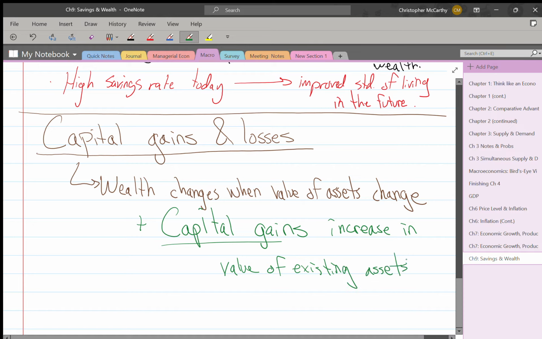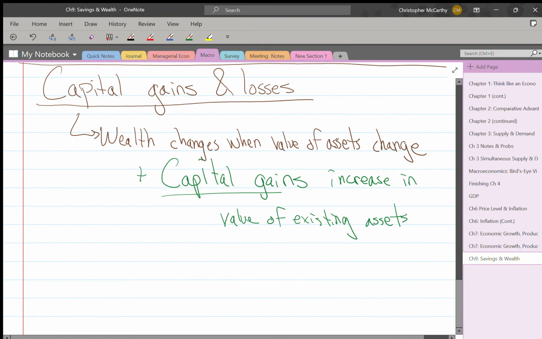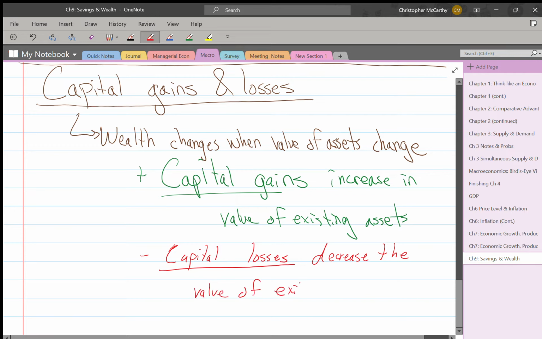So these are assets that you currently own. Compared to if the opposite happens, so let's say you owned a lot of Facebook stock, right? You're probably experiencing some capital losses because the value of Facebook stock plummeted after that whistleblower testimony and stuff, right? So capital losses decrease the value of existing assets.